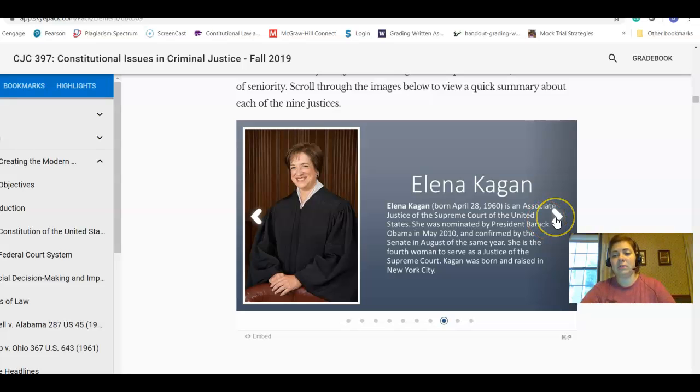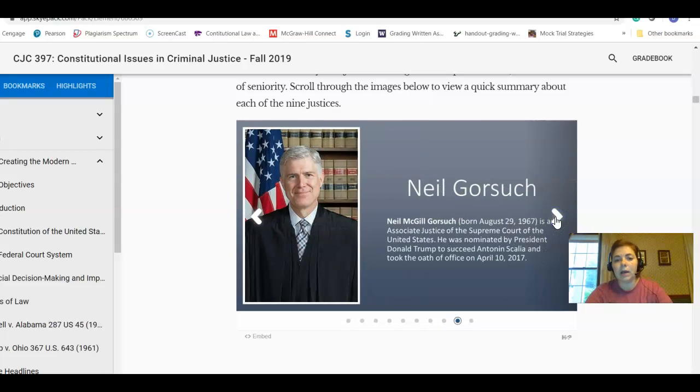She's a former dean of Harvard Law School and served as Solicitor General, which is the United States attorney that represents the federal government before the Supreme Court exclusively. Neil Gorsuch was appointed by President Trump. He has a long academic history. He's written some books, and he's extremely interested in the idea of assisted suicide and how that relates to some of the other courts' doctrine and jurisdiction.